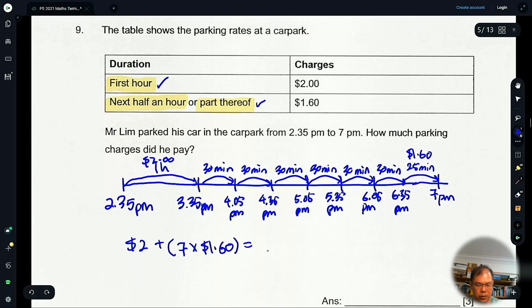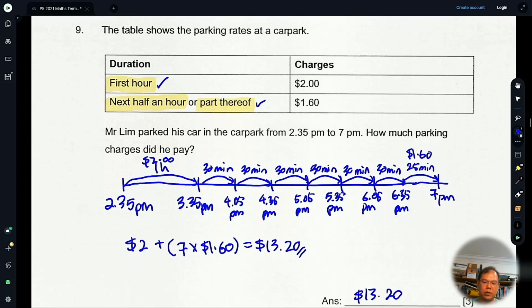So if you key this in your calculator, you will get a total of $13.20. So Mr. Lim has to pay a total of $13.20. And please remember, for money, please put 2 decimal places. Even though your calculator may show 13.2, when you write in terms of money, when there are decimal points, it should be 2 decimal places, right?